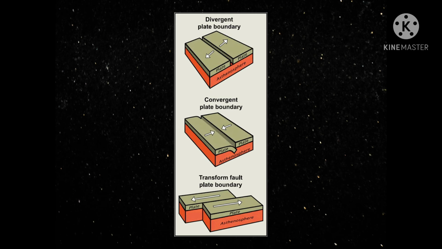Divergent plate boundaries. When two oceanic plate boundaries split, it creates a mid-ocean ridge, and when two continental plate boundaries split, it makes a rift valley. Transform plate boundaries. They're a lot simpler, they just create earthquakes.